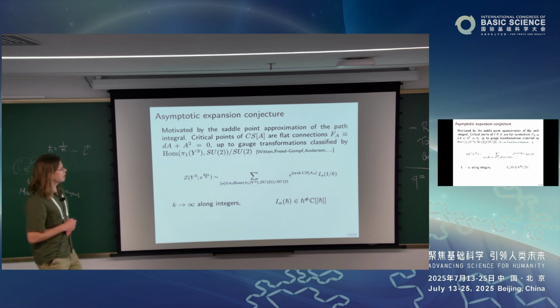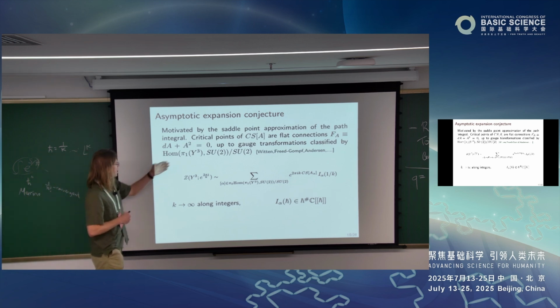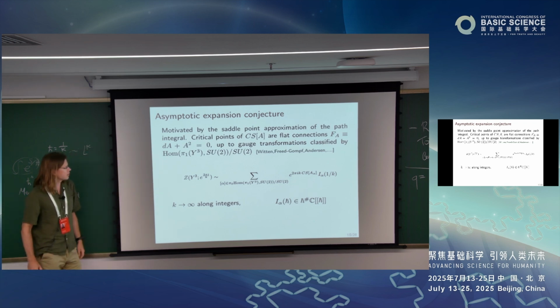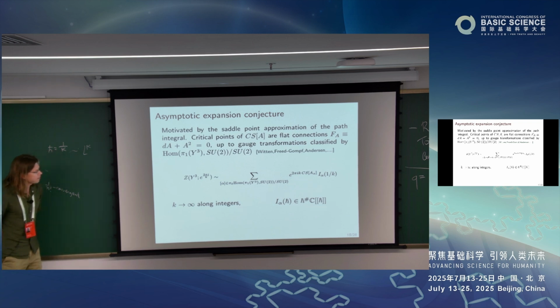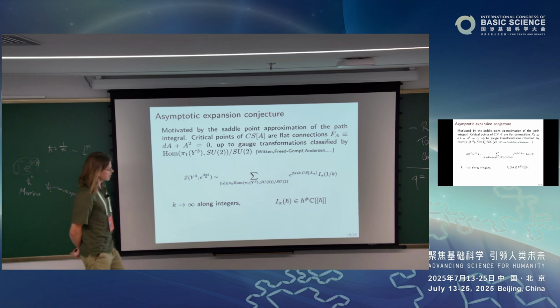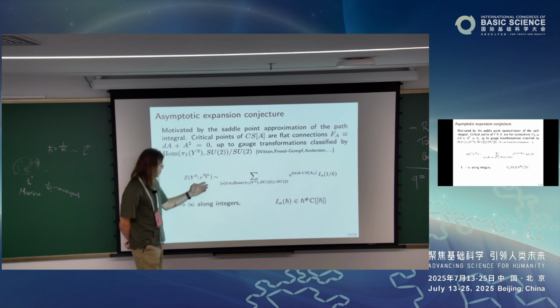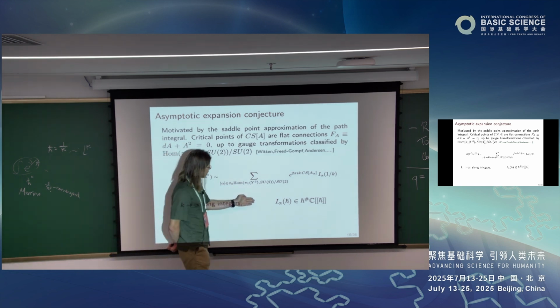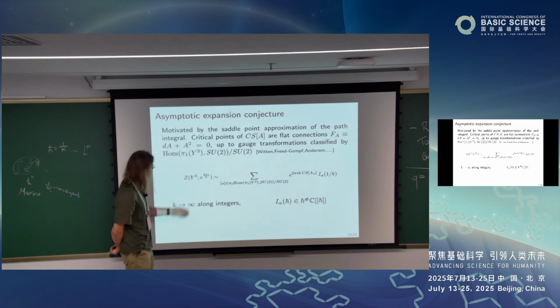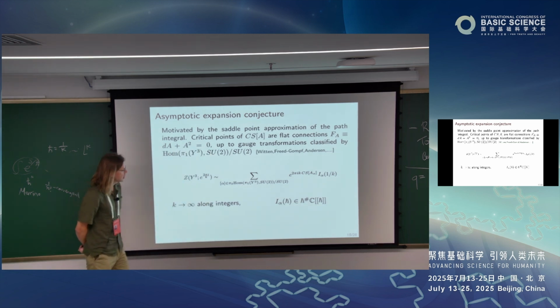And after gauge transformations, they are classified by homomorphisms from pi1, the fundamental group of the three-manifold, to SU2, modulo the adjoint action of SU2. So we would expect the expansion, in the limit when k goes to infinity, to behave in this form. So it's a sum over connected components of this moduli space of flat connections.